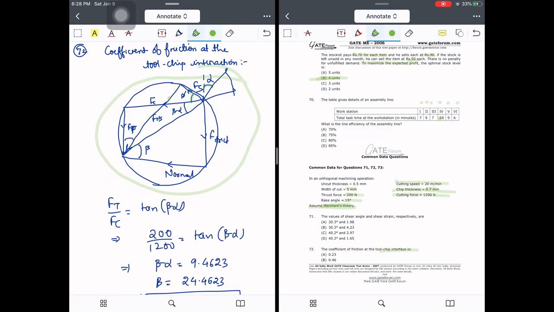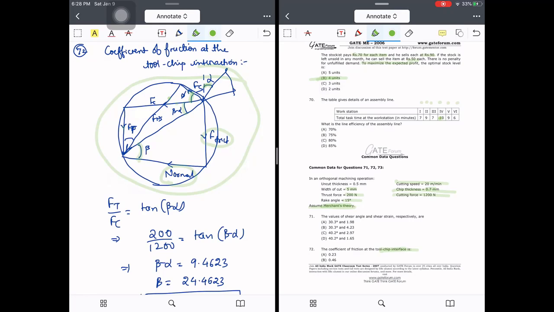You see, this is alpha, this is rake angle which is making with respect to vertical, this is phi, that is shear angle. So corresponding, this is Fs, shear force, perpendicular to it is the normal shear force, here is the cutting force, here is the thrust force, here is the friction force, and here is the corresponding normal force, and this is beta, the friction angle. Okay, this is alpha, this is phi, this is beta minus alpha.